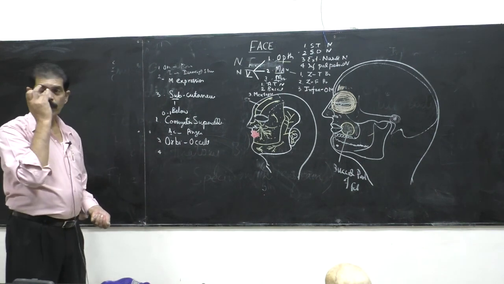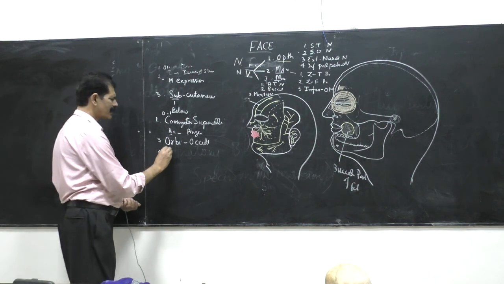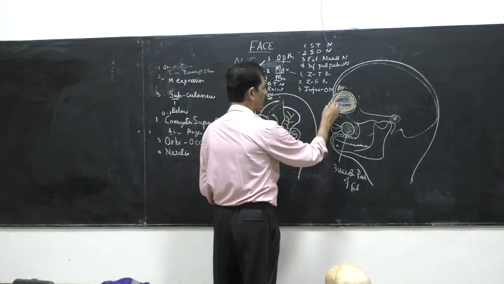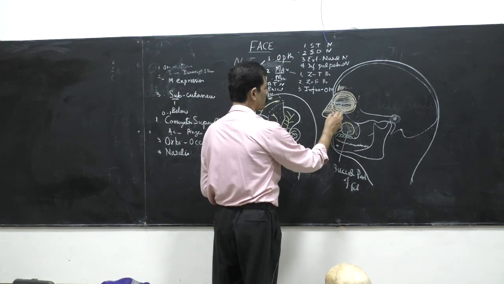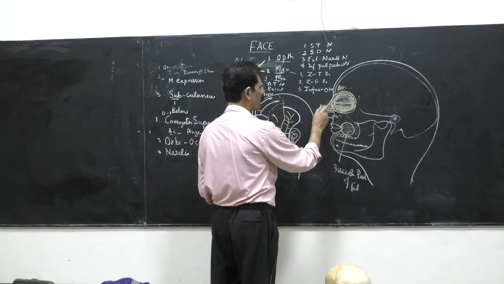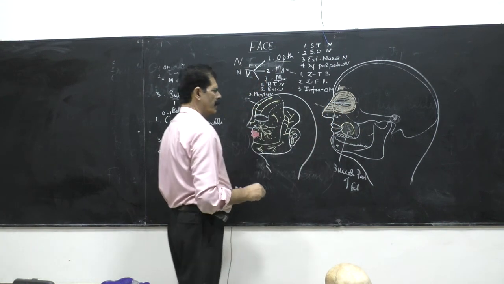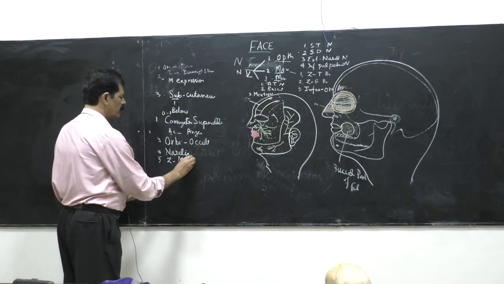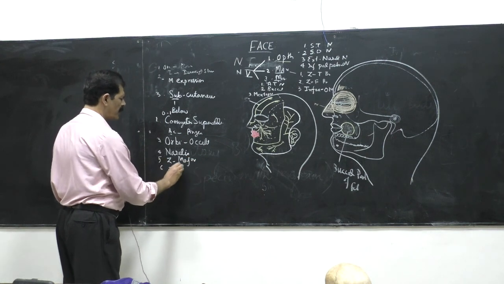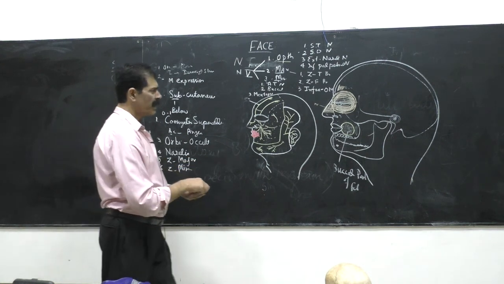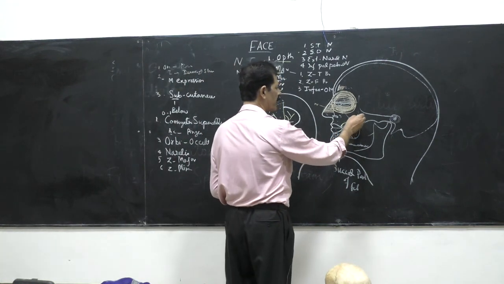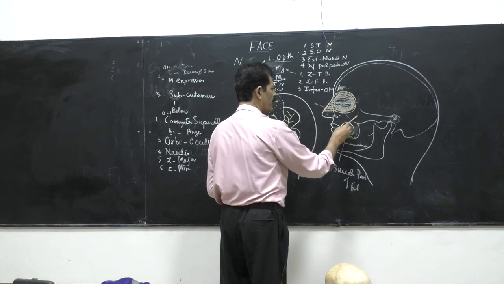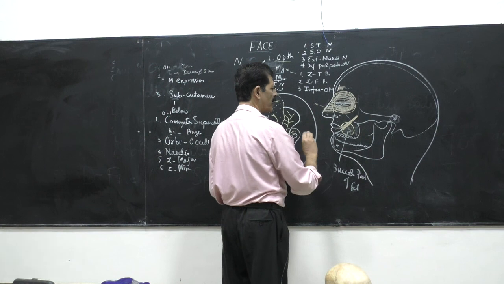The fourth muscle, the muscle of the nose, is called nasalis. Nasalis is the muscle of the nose. It takes origin from the nasal bone and is inserted on the bridge of the nose. Then comes the zygomaticus major muscle, and the zygomaticus minor muscle. Zygomaticus major, as the name suggests, takes origin from the zygomatic bone and is inserted over the angle of the mouth.